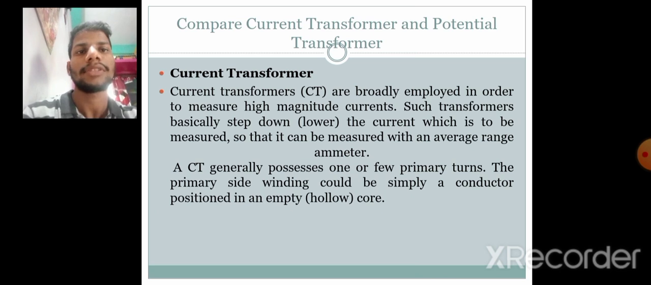Such transformers basically step down the current which is to be measured so that it can be measured with an average range ammeter. A CT means current transformer, and a CT generally possesses one or a few primary turns. The primary winding could be simply a conductor positioned in an empty core.